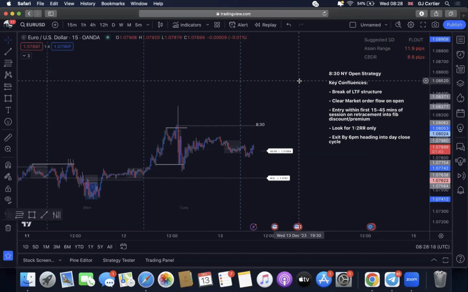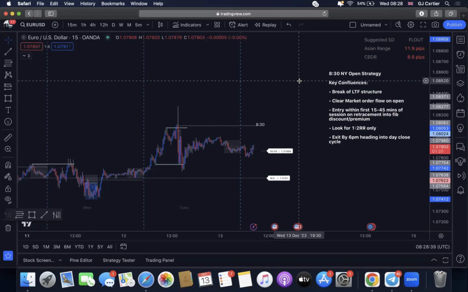So usually on the open, you'll see a surge in price. This will usually either break lower time frame structure or continue it. So you're going to be following the clear market order flow on whatever the open does. Entry is usually within the first 15 to 45 minutes of the 8:30 session, New York time.